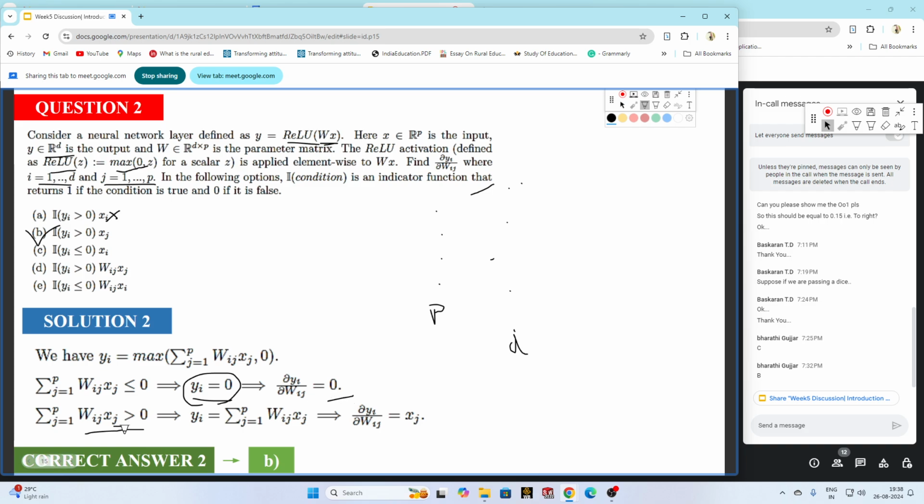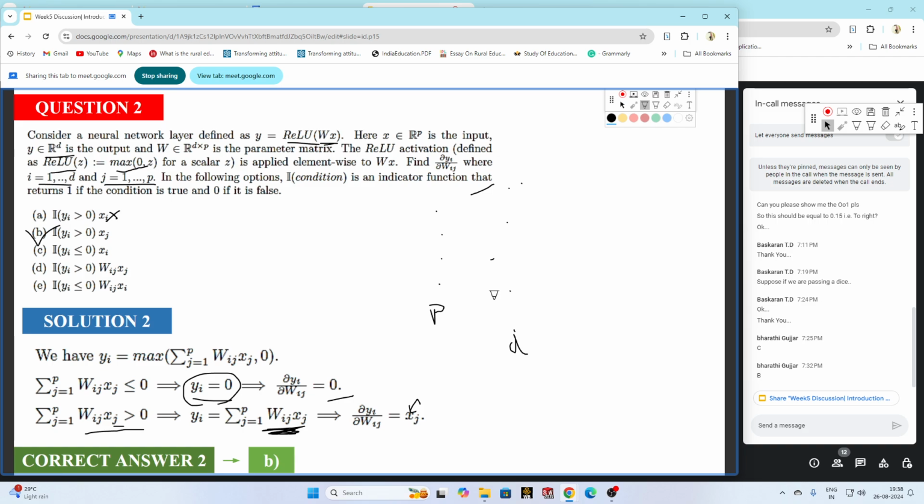Second case, if it is greater than 0, like plus 9. Earlier we discussed minus 9. Now let's say your answer is plus 9. So relu of plus 9 will be equal to maximum of 0 and 9. Which is maximum? 9 is maximum, right? So it will return 9. Similarly, when we do relu, that means maximum of wijxj and 0, and this is greater than 0, then it will return this thing. When we do del yi by del wij, we will get this xj. So option B is your correct answer.